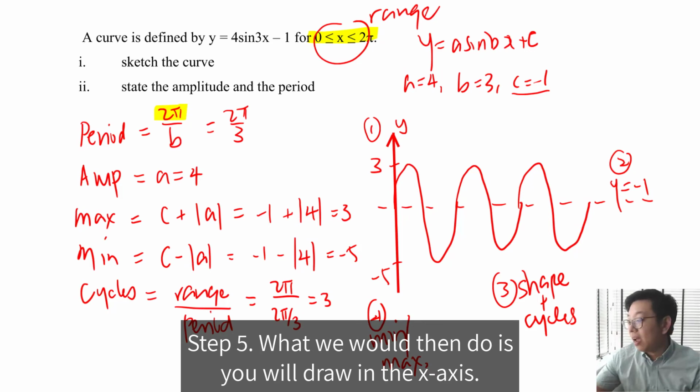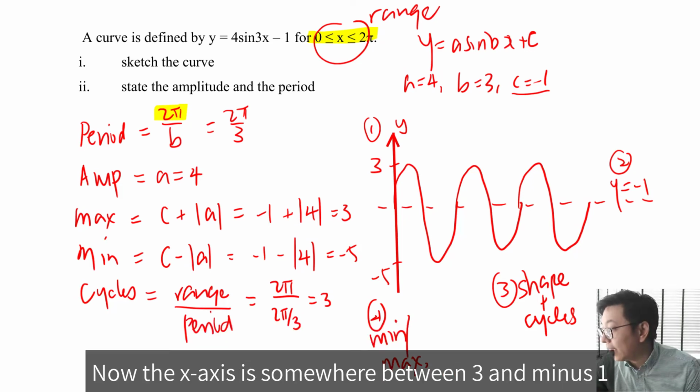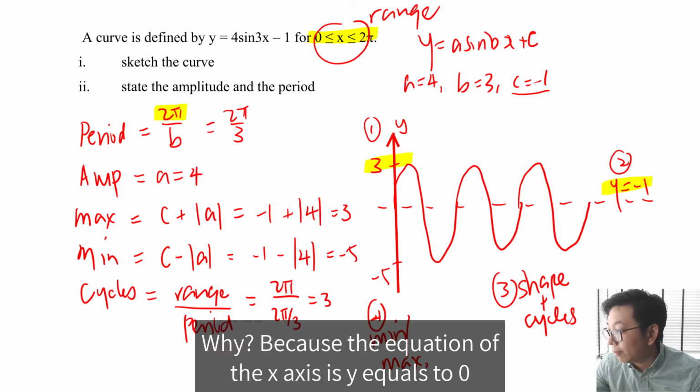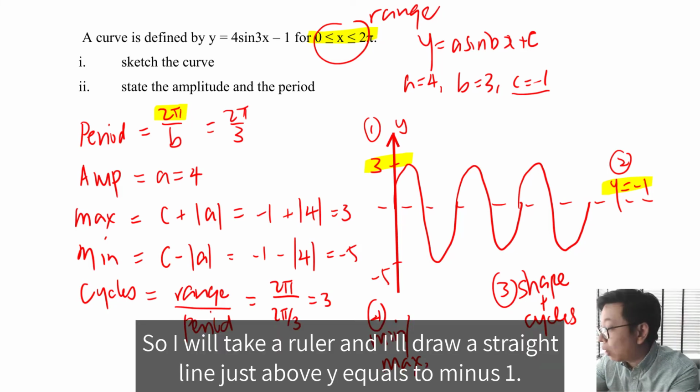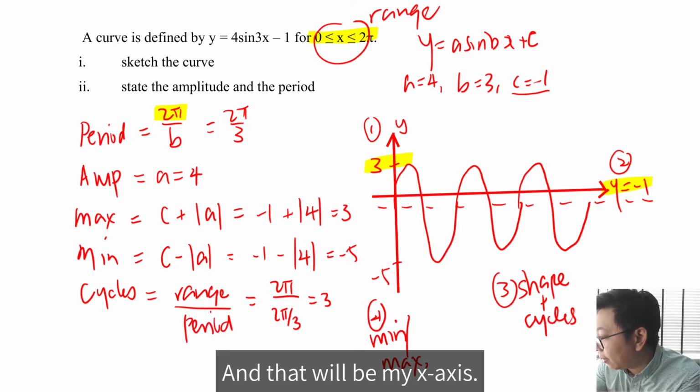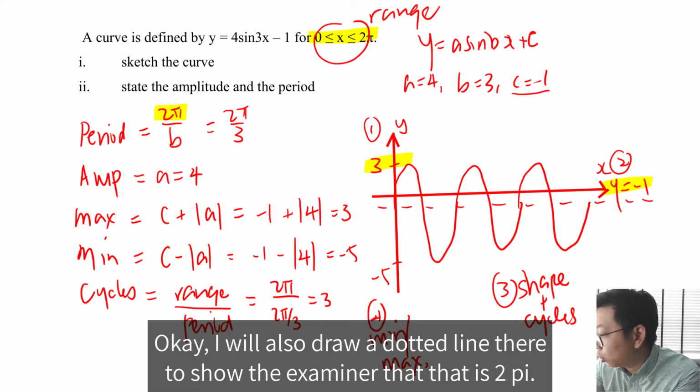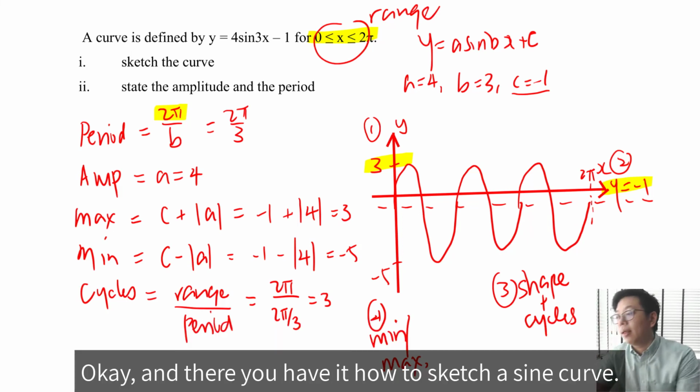And step 5, what we will then do is draw in the x-axis. Now, the x-axis is somewhere between 3 and -1. Why? Because the equation of the x-axis is y equals 0. So it's just above y equals -1. So I will take a ruler and draw a straight line just above y equals -1, and that will be my x-axis. I will also draw a dotted line there to show the examiner that that is 2 pi. And there you have it, how to sketch a sine curve.